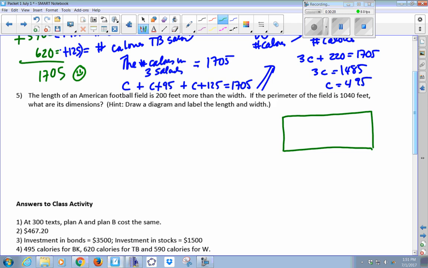Okay, so the length of a football field is 200 feet more than the width. Are you getting used to this idea? What's the smaller number here? The measurement of the width, right? The number of feet in the width. So that's where I'm going to start. I'm going to let W equal the number of feet in the width of the football field.